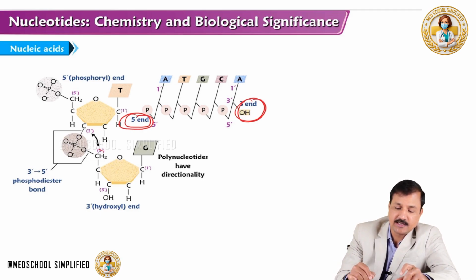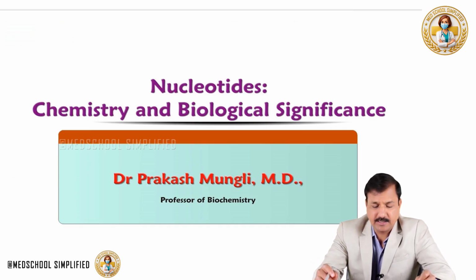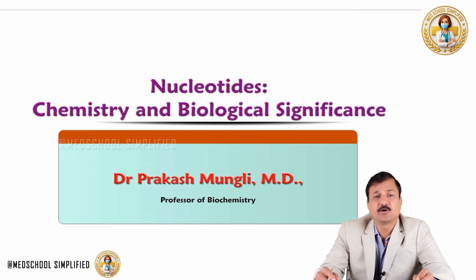Each nucleotide, for example here adenine, thymine, guanine, cytosine, and then adenine, is connected with one another by a 3',5' phosphodiester bond. So this is all about nucleotide chemistry, especially about bases, nucleosides and nucleotides.